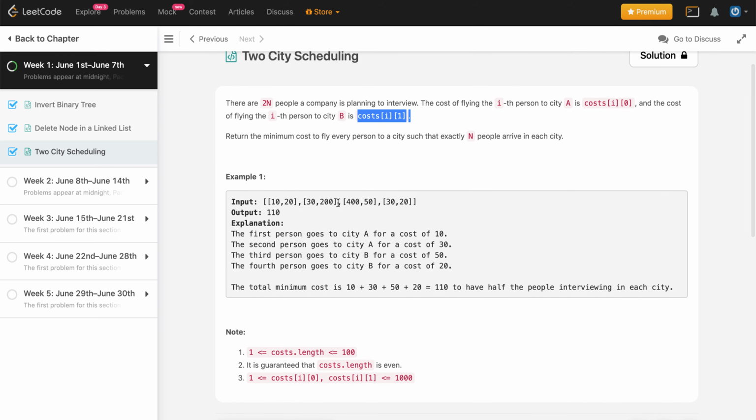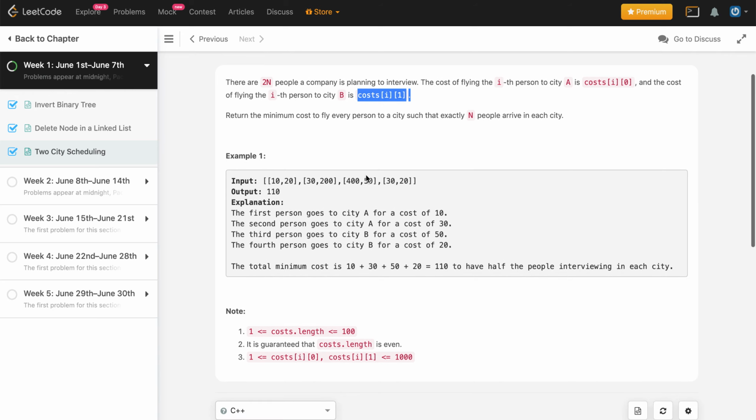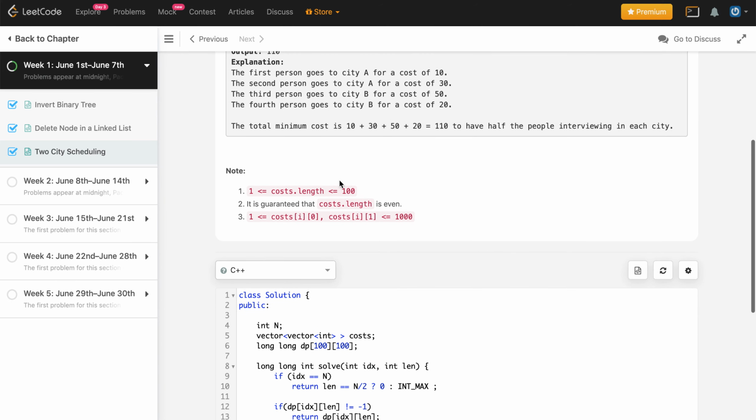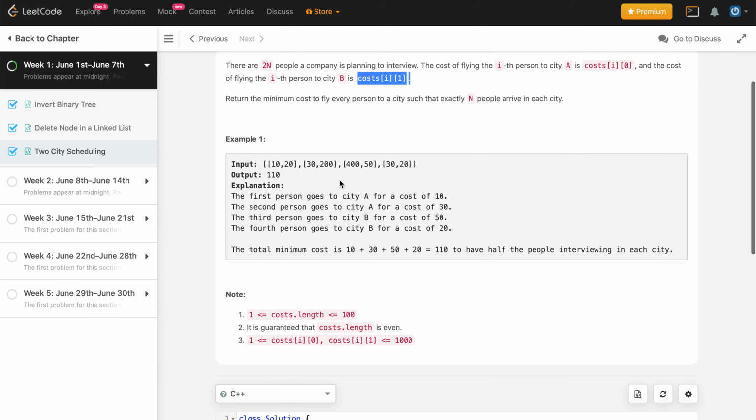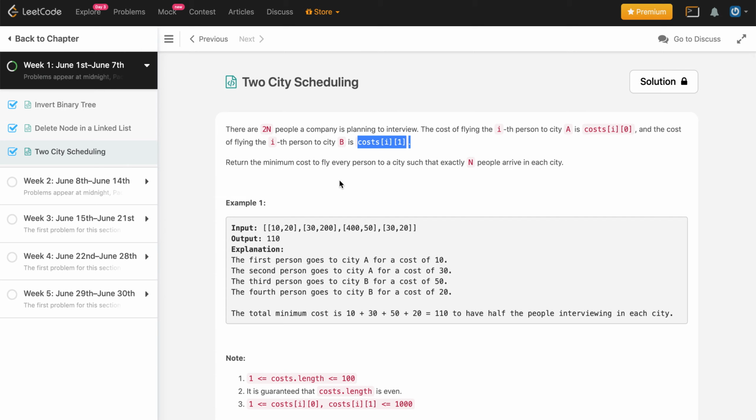So there might be a scenario where a person is closer to city A, but in the best case it is possible to send him to city B even if the cost for him to city A is lower than city B, because city A has already got all the other n people, and we won't send him to city A. So yeah, I have already solved this. Let me explain my approach, and then I'll walk you through the code.